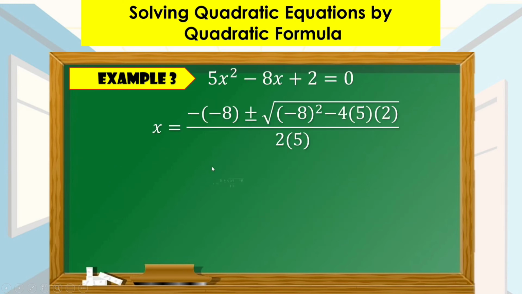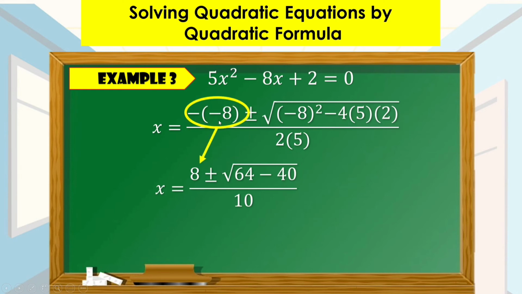So, x is equal to negative times negative 8 is positive 8. Negative 8 squared is 64. Negative 8 times negative 8 is positive 64. Negative 4 times 5 times 2 is negative 40. And 2 times 5 is 10. Let us subtract 64 and 40. We have x is equal to 8 plus or minus the square root of 24 all over 10.